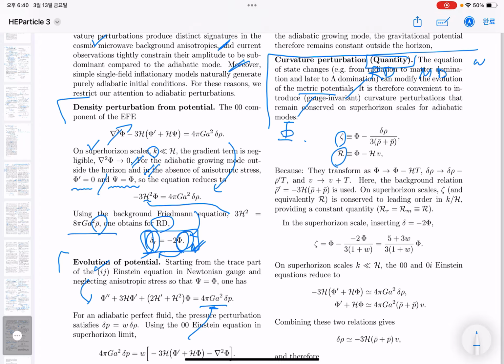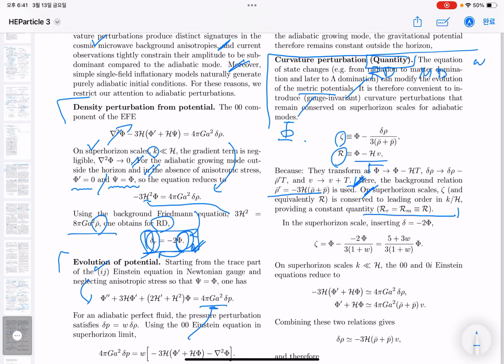They transform in the following way for this component. And if we use some specific relation, this is the continuity equation for the background, and this curly R is the constant slope for the radiation and the matter dominance era. And we can evaluate this Xi and R.